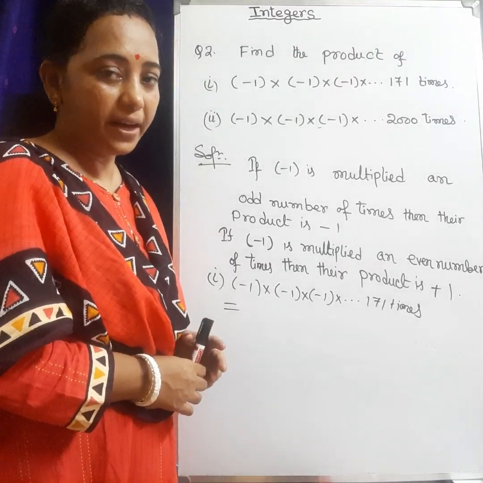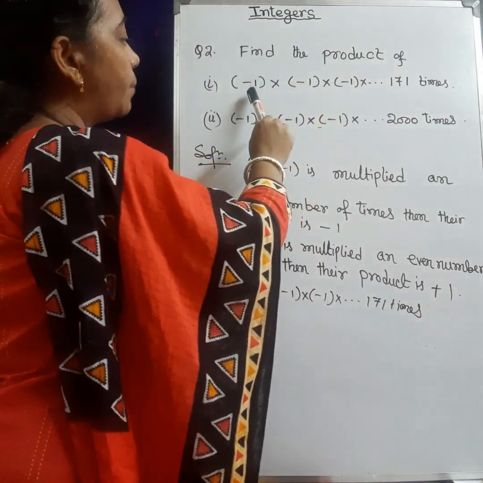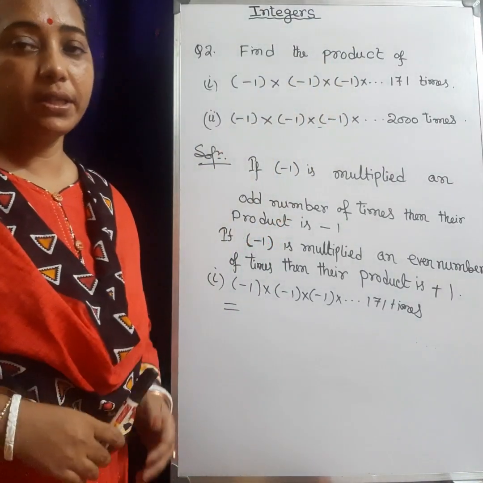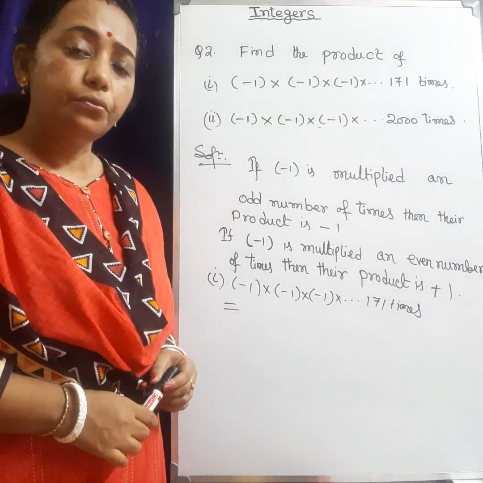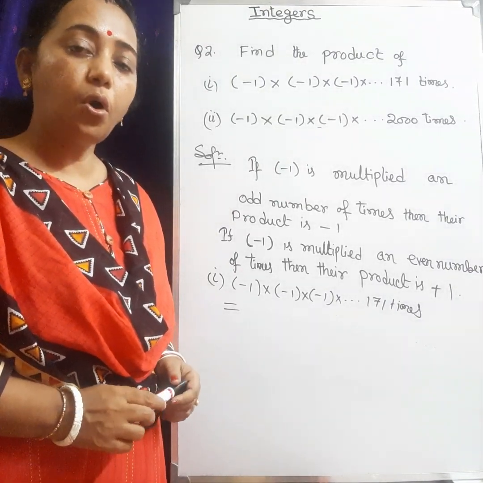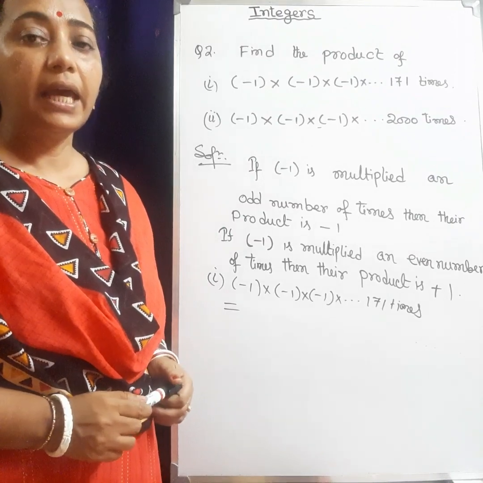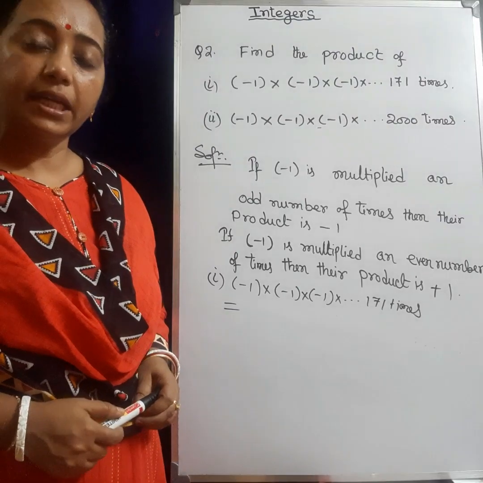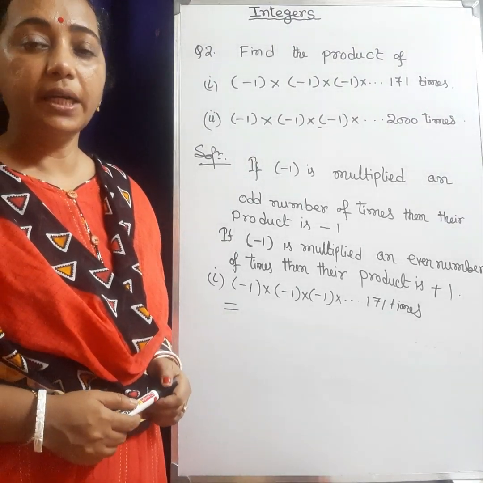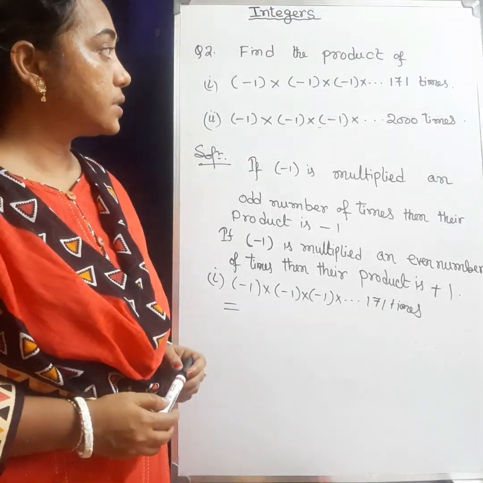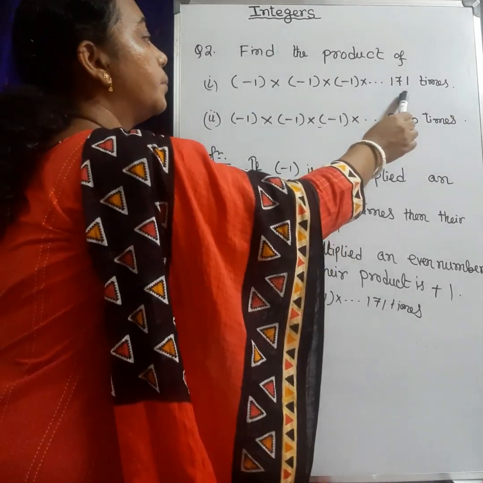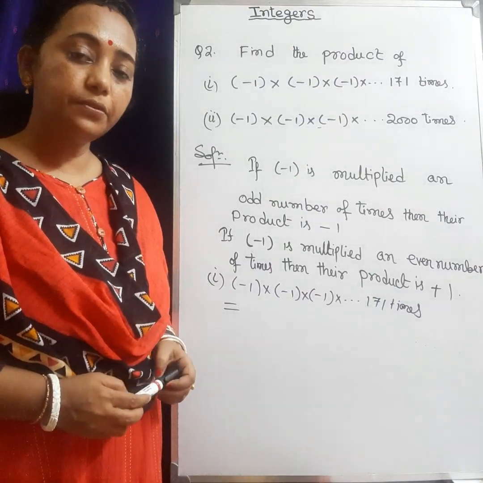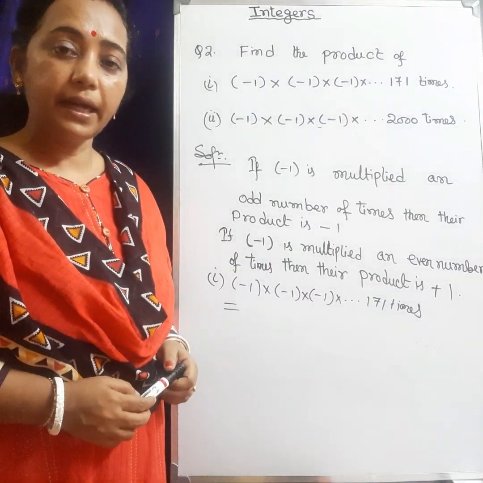Now, let us do another question. Find the product of -1 multiplied by -1 multiplied by -1 up to 171 times. We know that the product of an odd number of negative integers is a negative integer. Here -1 is a negative integer. So when -1 is multiplied an odd number of times, because here 171 is an odd number, when -1 is multiplied an odd number of times by itself, we get their product as a negative integer.